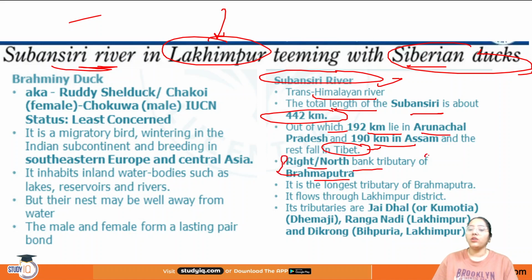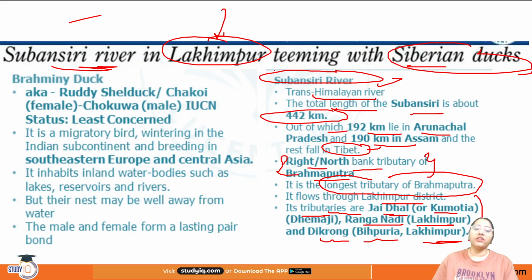Subansiri is the right or north bank tributary of the Brahmaputra. It is the longest tributary of Brahmaputra. It flows through the Lakhimpur district. Tributaries of the Subansiri river are Jaidhal or Kumotia, Dhemji, Ranga Nadi, Lakhimpur, Dikrong, Bhipuria, Lakhimpur. So these are some of the tributaries.